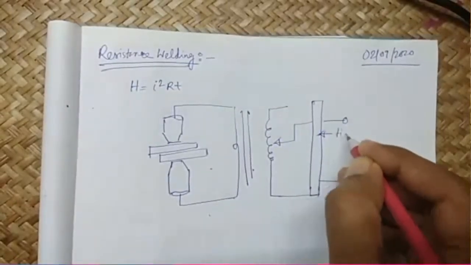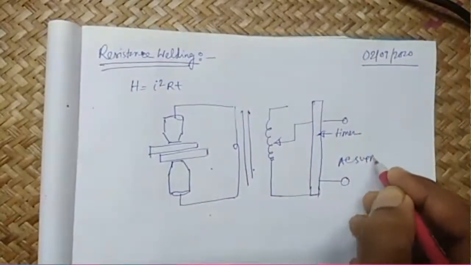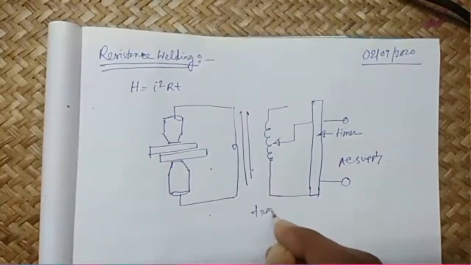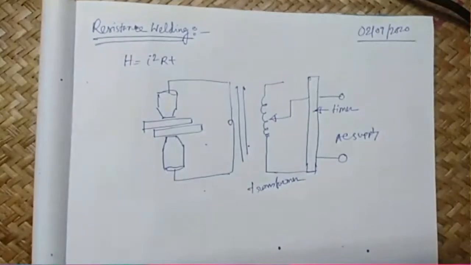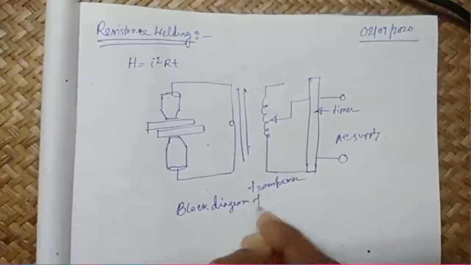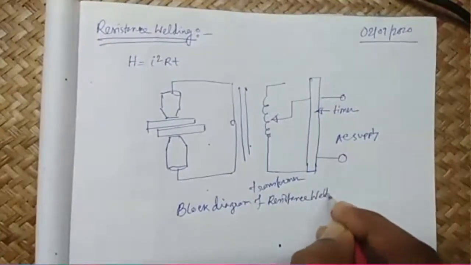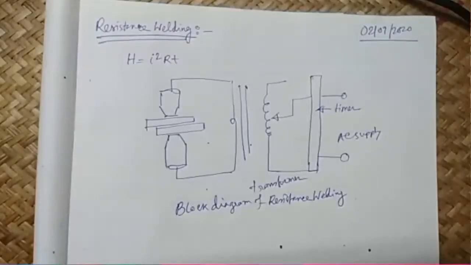Okay, so this is the timer block, and these two terminals are the AC supply. How can we find out this is AC supply? Because there is a transformer. So this one is the transformer. Okay, so this is the block diagram of resistance welding.